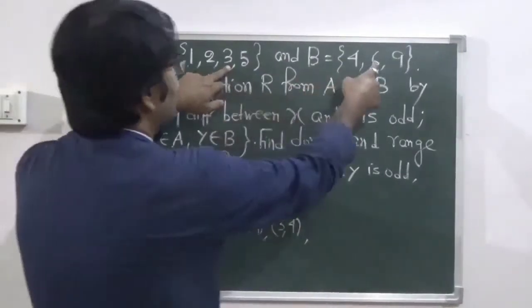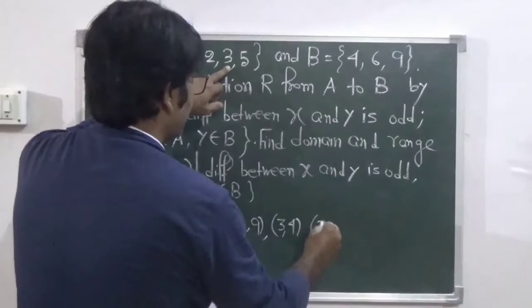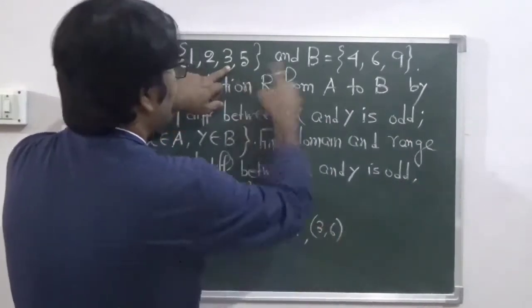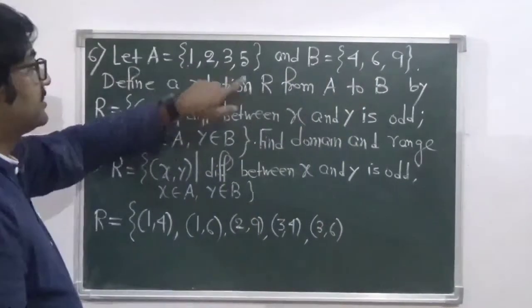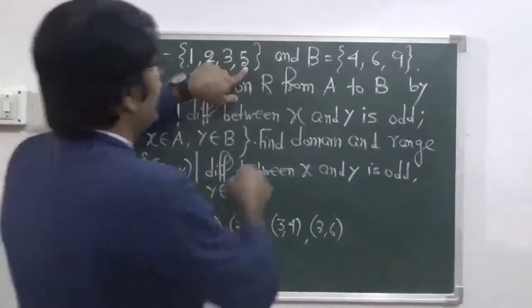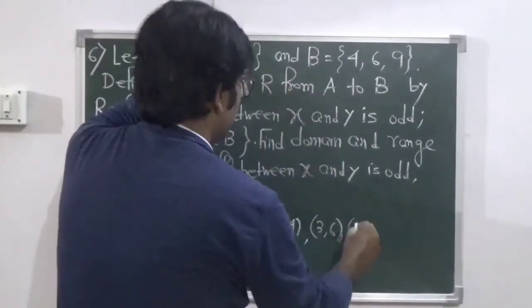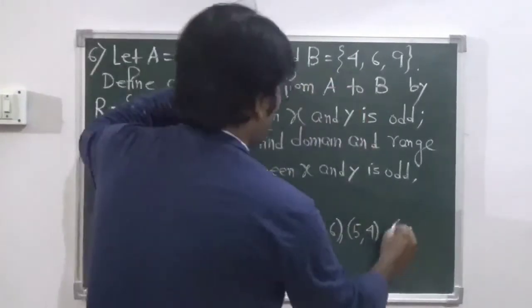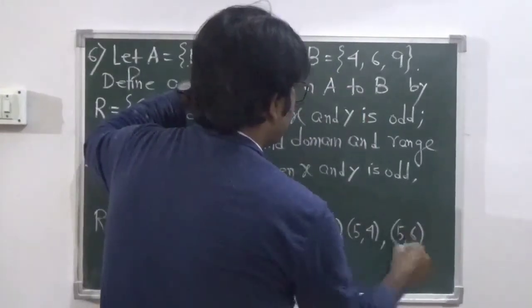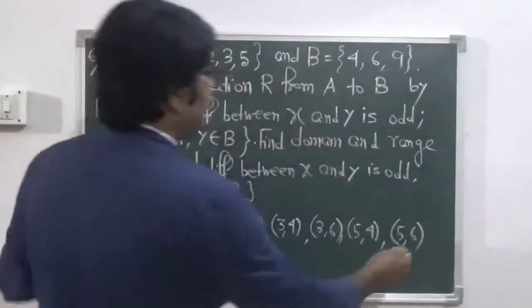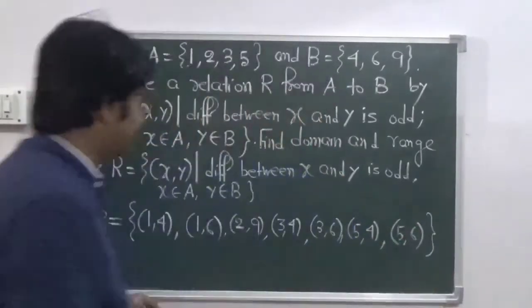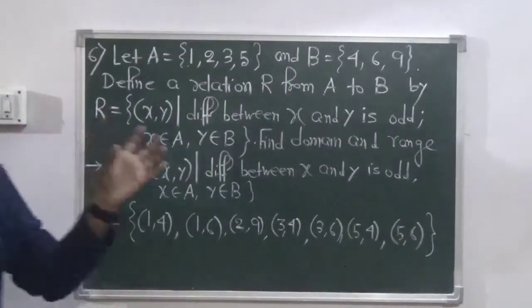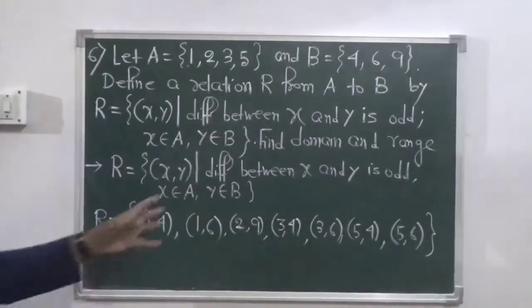Then 3 and 6, the difference is odd. 3 and 9, it is even. Starting from 5, 4, the difference is an odd number. 5, 6, the difference is an odd number. And 5, 9, the difference is an even number. So these are the elements of the relation, which are the members of the relation.